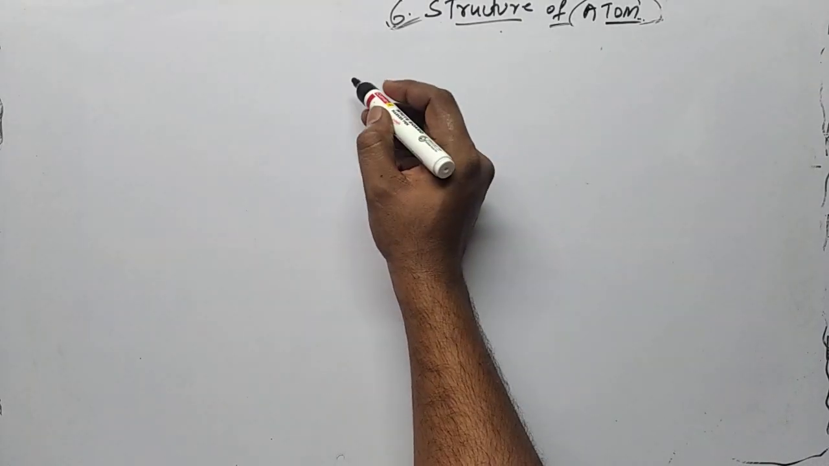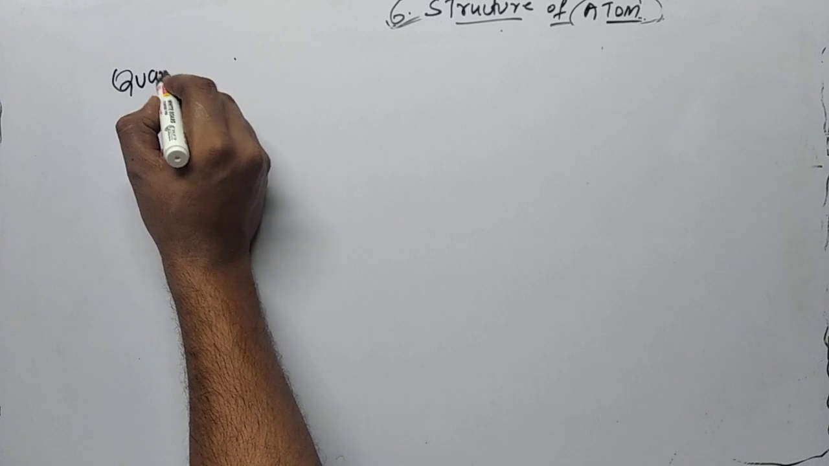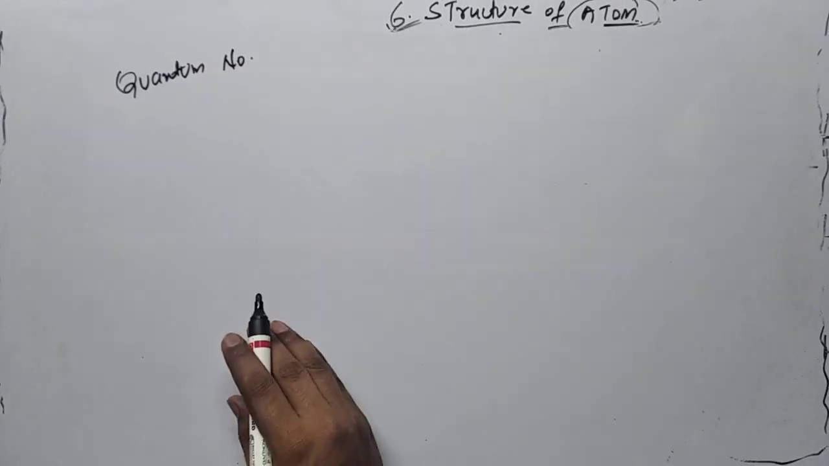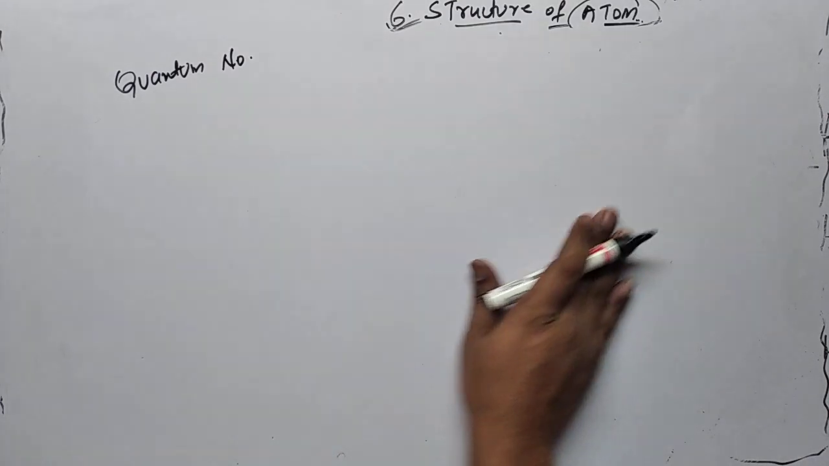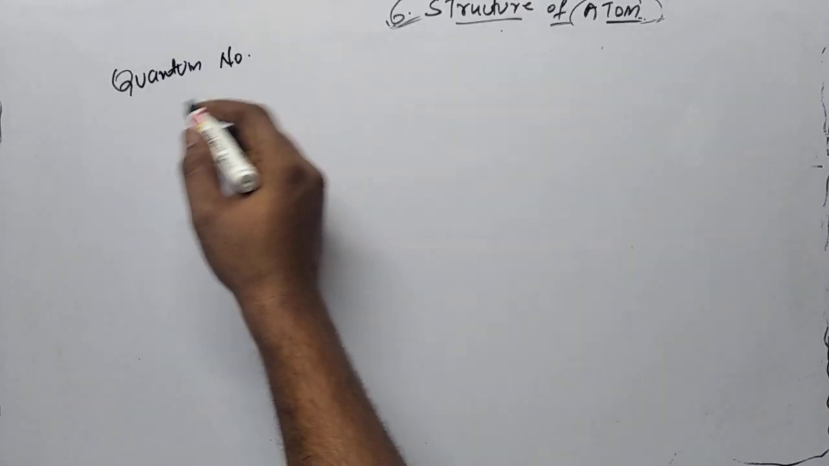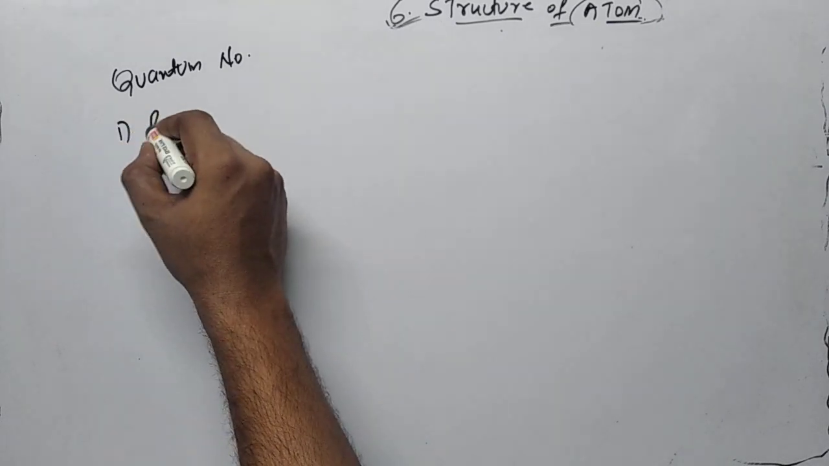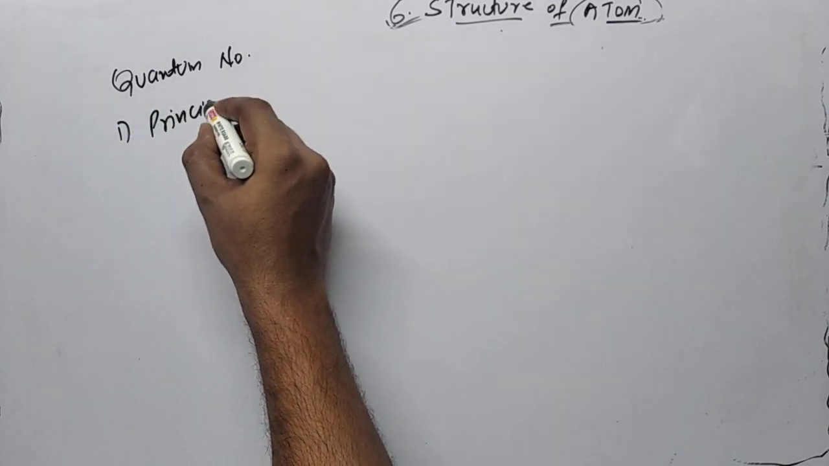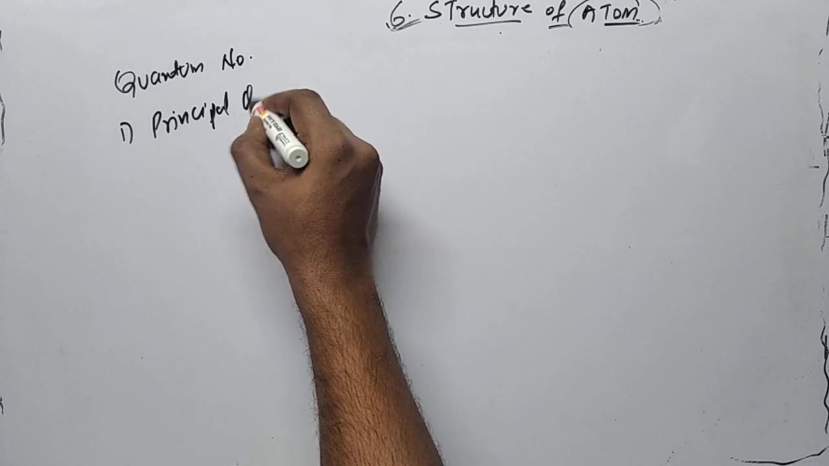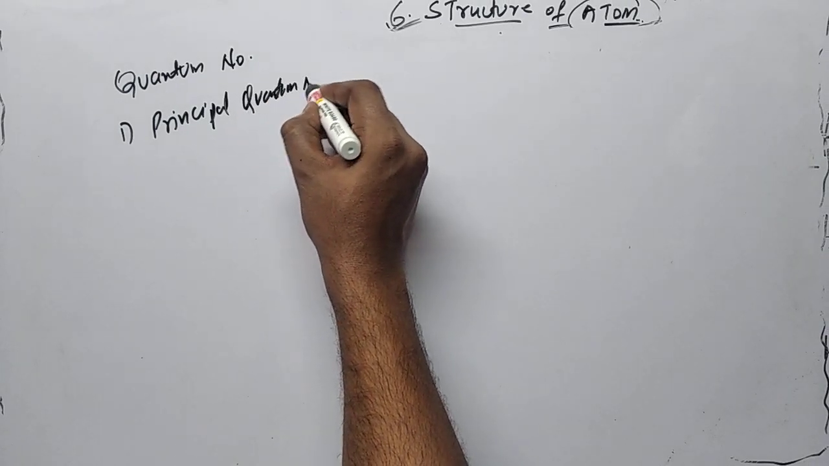Okay, so now we'll be learning about the quantum numbers. Quantum numbers are used to find the probability of finding the electron around the nucleus. There are four types. The first one is the principal quantum number. So you have to write what you know about the principal quantum number.